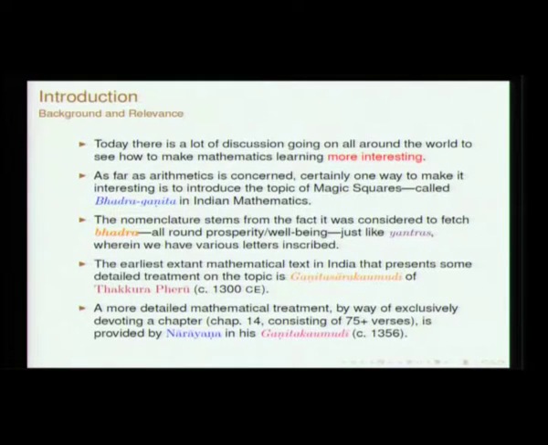As I was mentioning, magic squares is a very interesting topic. Particularly children will definitely enjoy it, and unfortunately it is not something which is a part of the current curriculum. So, it seems a lot of things can be done. At great length Narayana Pandita discusses it. In fact, this chapter contains 75 plus verses. So, one complete chapter has been devoted by Narayana Pandita.